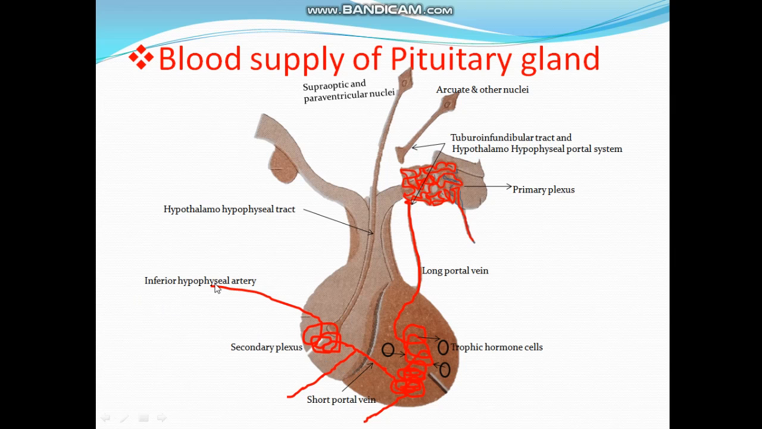In the posterior pituitary gland, the inferior hypophyseal artery supplies blood to the posterior pituitary gland and forms a plexus near the axonal ends of neurons that come from the supraoptic and paraventricular nuclei of the hypothalamus, and this plexus is called the secondary plexus. So all the hormones like antidiuretic hormone and oxytocin mix in this blood and drain via the short portal vein into the anterior pituitary gland or into the efferent vein, finally into the cavernous sinus. So this was the, from here to here, these blood vessels are called the hypothalamo-hypophyseal portal system.